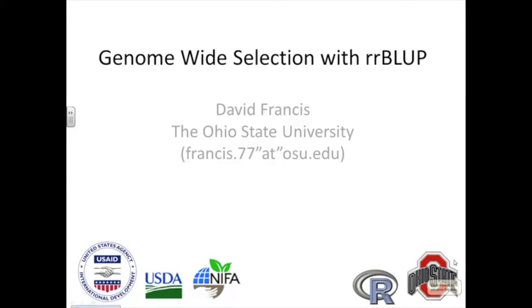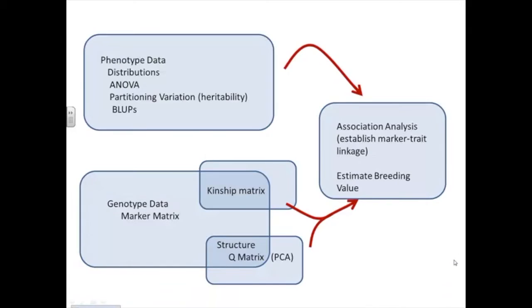Okay, so today we're going to start our discussion of genome-wide selection within the context of the Regression BLUP package, the same package that we used yesterday for genome-wide association studies. And so I'm going to start by talking a little bit about the difference between association analysis and genomic selection, which involves estimating a breeding value.